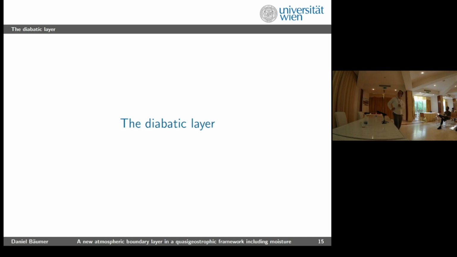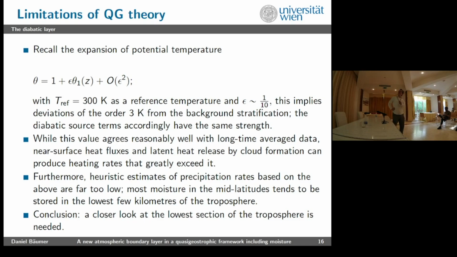So the diabatic layer. Now this is the first actual new development that I wanted to talk about, and it's also based on work done by Professor Klein, who I worked with last month in Berlin a little bit. So what are the limitations of quasi-geostrophic theory? First of all, if we recall the expansion of potential temperature, we have a constant background state and then a first order perturbation that is purely vertical.